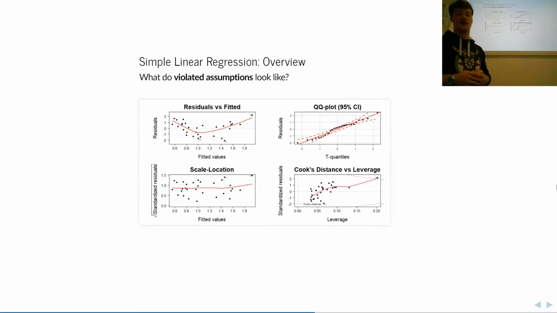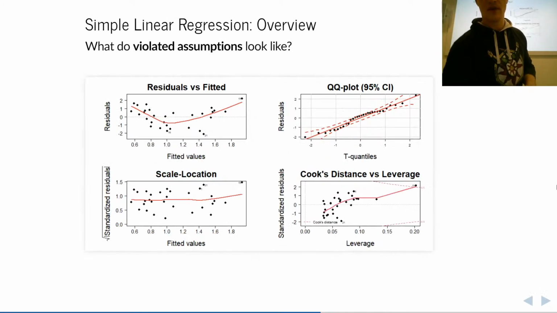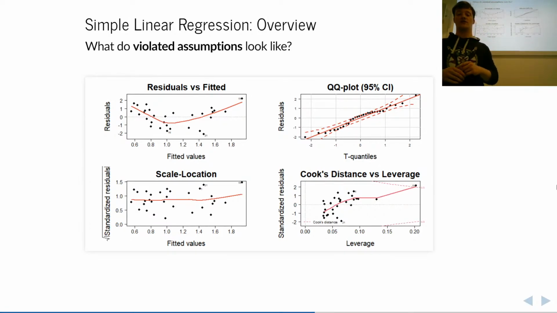Okay, so let's do a quick quiz on what violated assumptions look like. This is one example of violated assumptions. Let me make it slightly bigger. Anyone have an idea which assumption is violated here? I'll give a hint. Only one is violated.